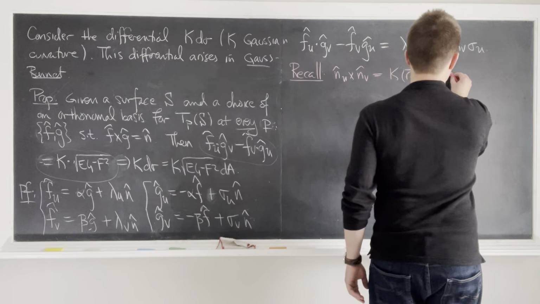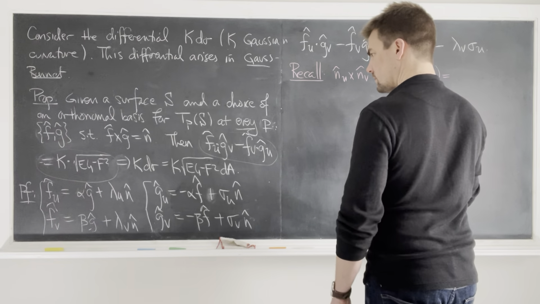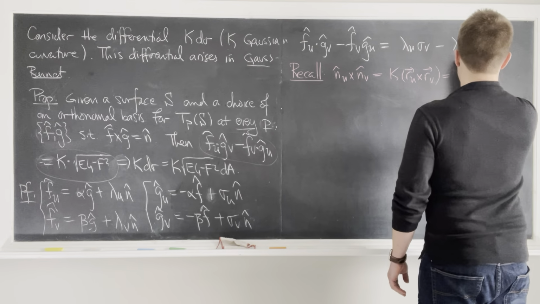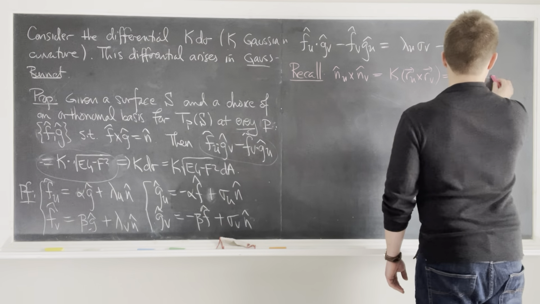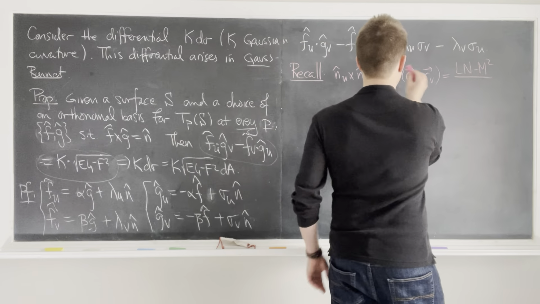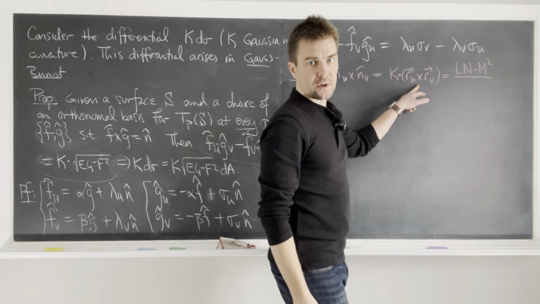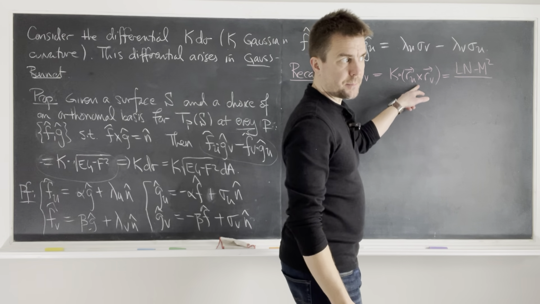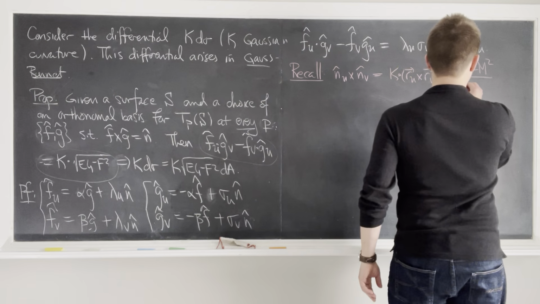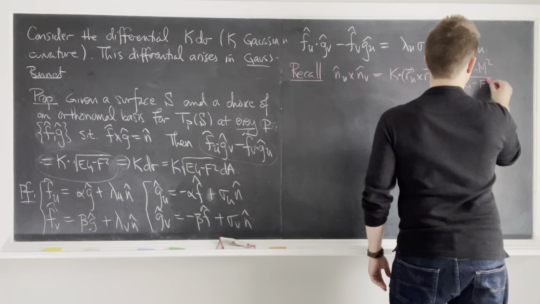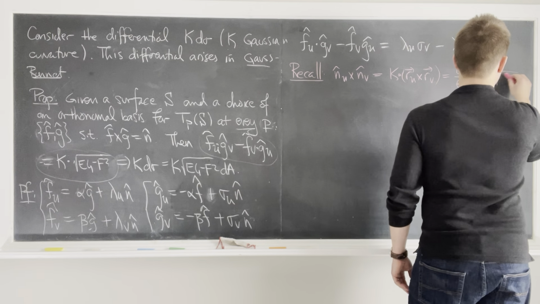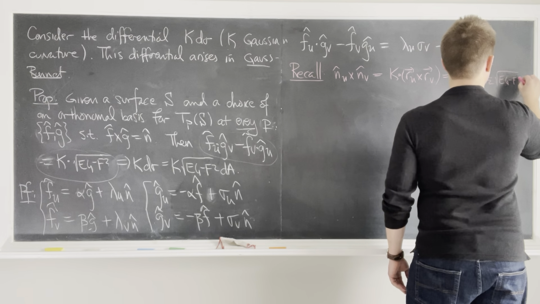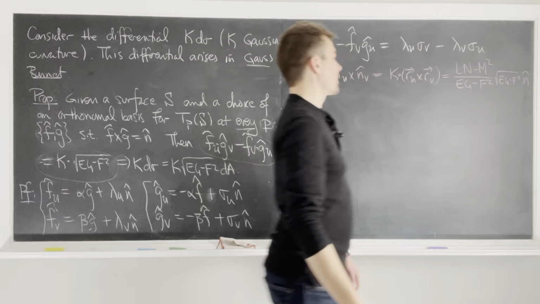Now, of course, what is k? K is going to be ln minus m squared over what? This expression over here is the normal vector up to the factor of eg minus f squared, right? So this is just going to be an eg minus f squared for the Gaussian curvature. And then this thing is going to be square root of eg minus f squared n hat, okay?